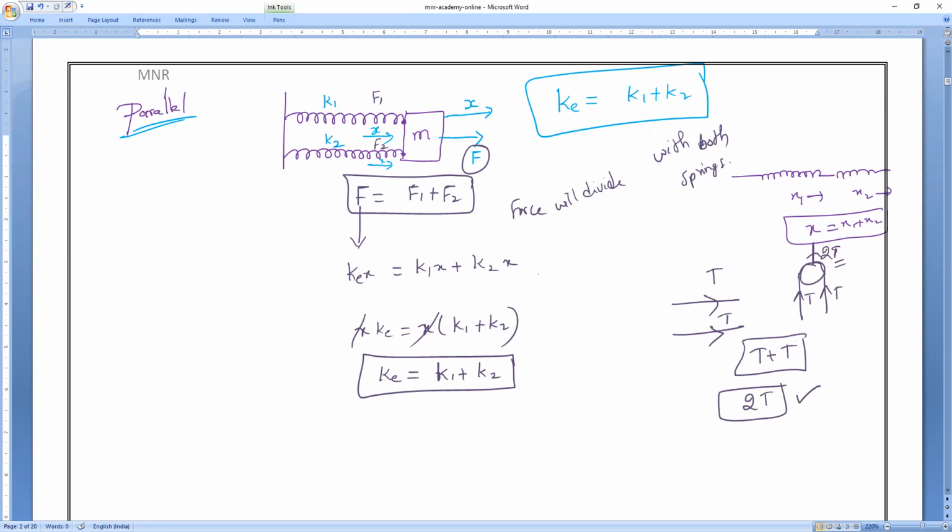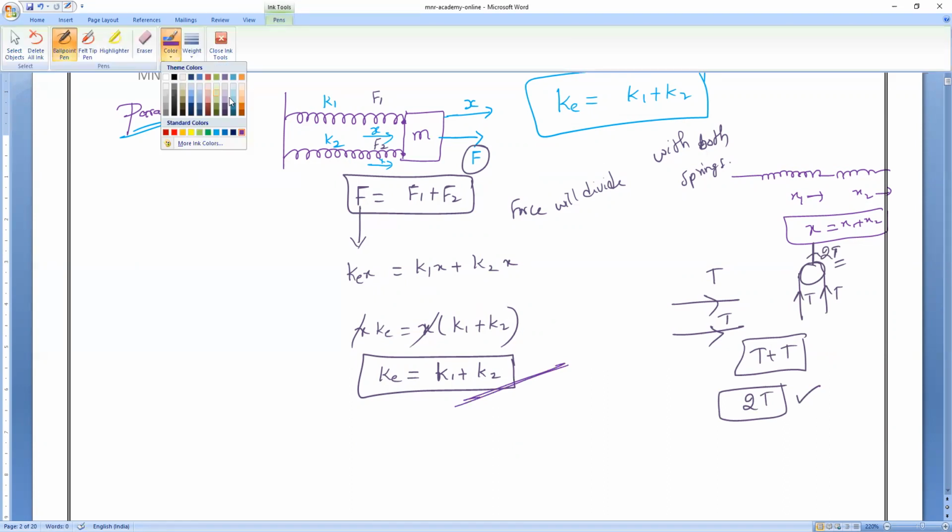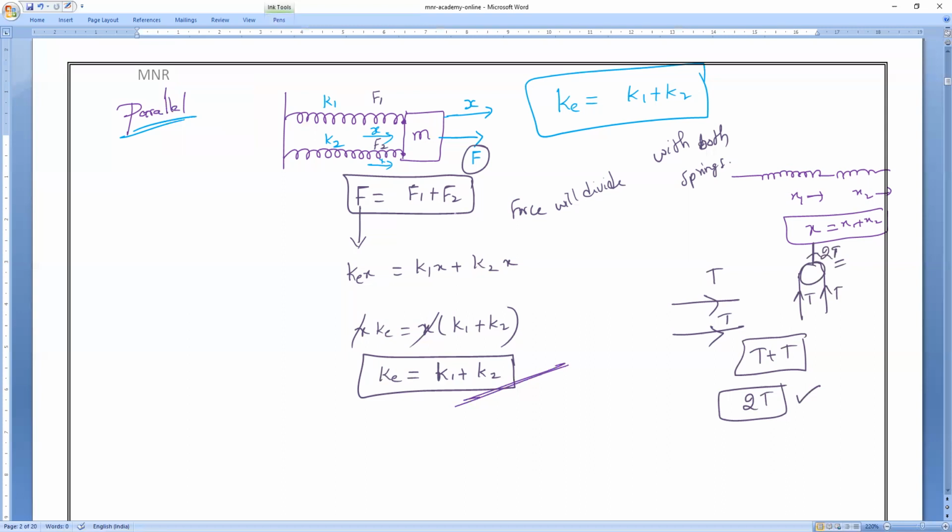So this is the formula for parallel connection. So, parallel connection spring constant and series connection spring constant. Hope you all understand very clearly. Anybody having any doubt, you can ask me. Clear, guys? All of you?